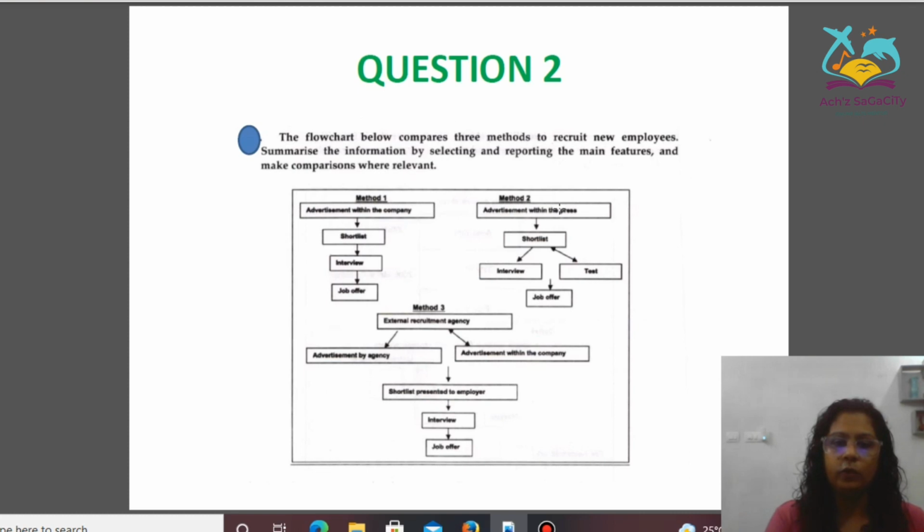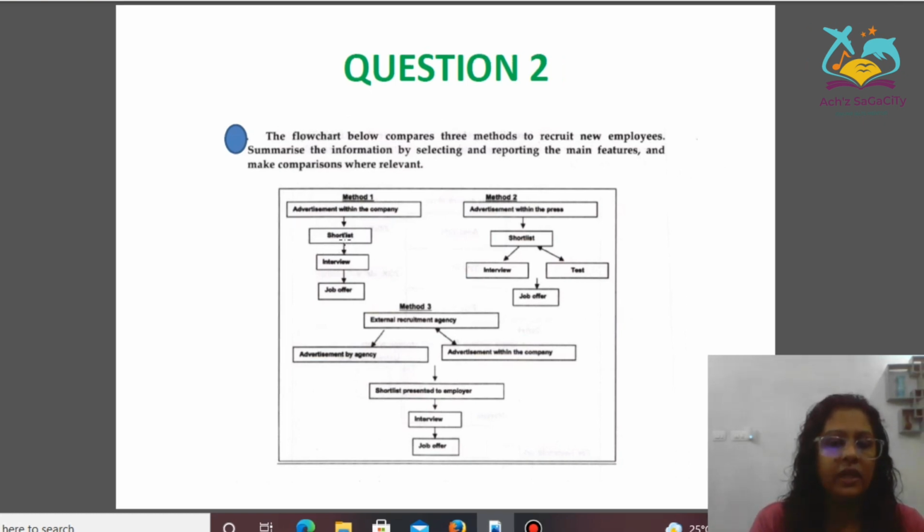Here you can see one flow chart without images. The flow chart below compares three methods to recruit new employees. So here they are giving different methods to recruit new employees. The method one, I think it's clear, right, the image? Okay. So in method one, advertisement within the company. They are advertising within the company on the notice board or something. Then from the applications, they are shortlisting some candidates and conducting an interview, and from that they are giving job offers. So that's about the first method.